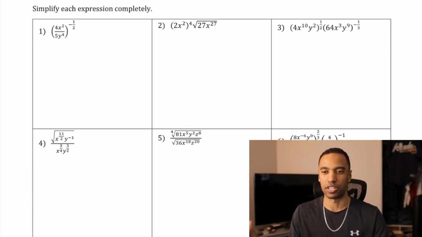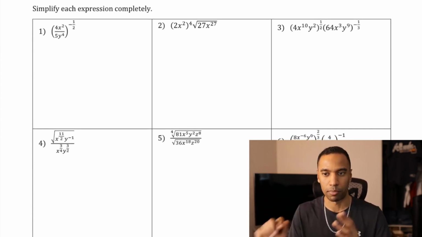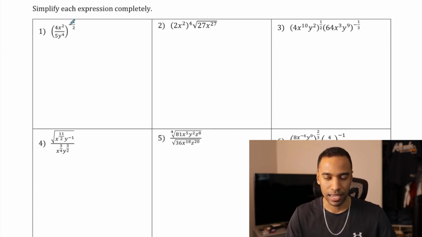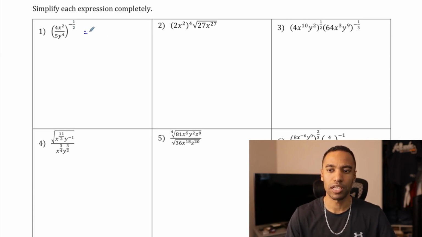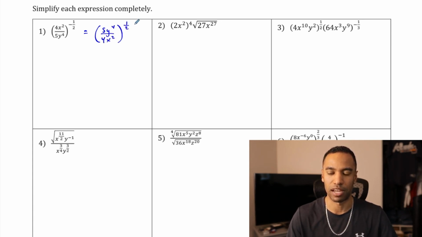Simplify each expression completely, numbers 1 through 6. So starting with number 1, I do have a negative exponent, and it is a fraction. I'm going to start with that negative portion. Actually, let's do 1 and 1. I've got enough space. Let's start by turning it positive by flipping this fraction on its head and turning it into 5y to the 4th divided by 4x squared. And that's what's happening here, and this is raised to the positive 1/2 power.